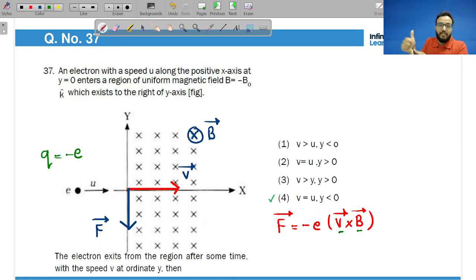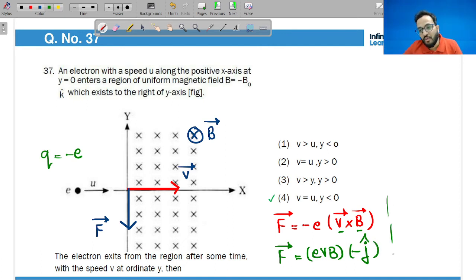Where is the thumb going? Up. The force is up. But it's a negative charge, so the force will come down. Do you understand? So overall the force will become E V B times minus j cap, according to the question. Right? So it is going to go down.